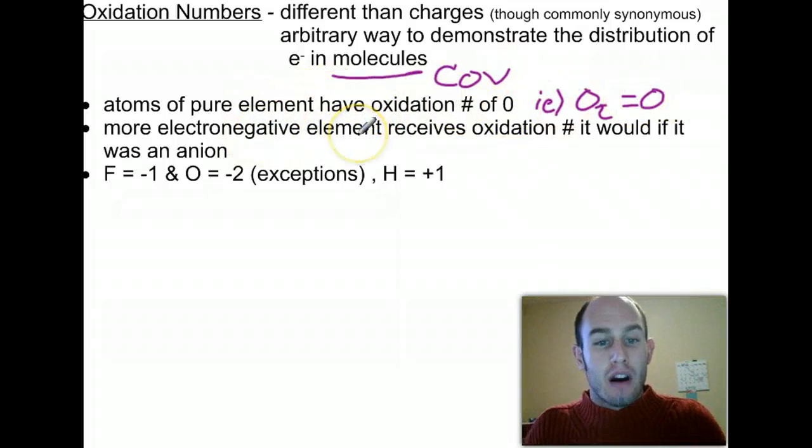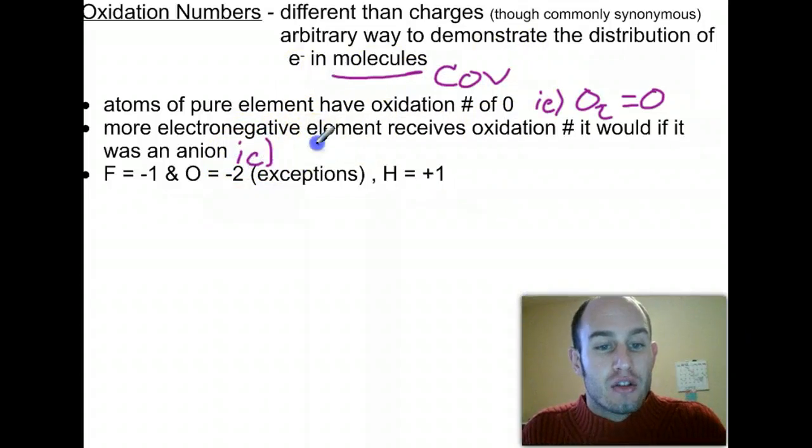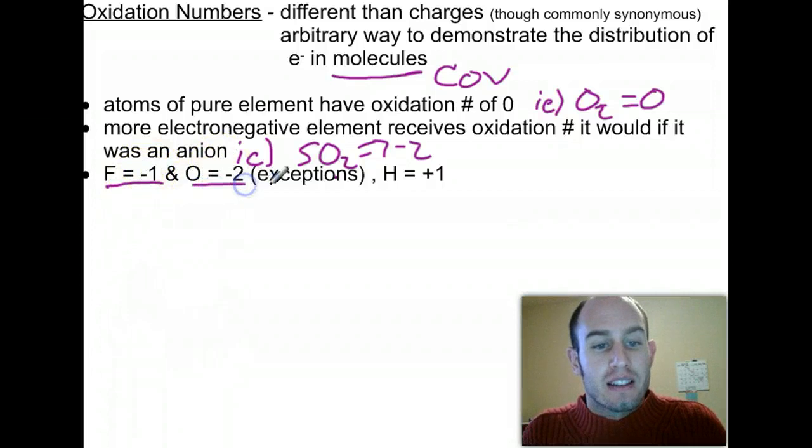The more electronegative element receives the oxidation number it would if it was an anion. So for an example here, if we had sulfur and oxygen, SO2, well, oxygen's more electronegative than sulfur, so oxygen here would typically have an oxidation number of -2. And that's what the next rule kind of states here, is that fluorine, the most electronegative element on the periodic table, is always -1. Oxygen's the next, it's going to be -2, although there are some exceptions. And then hydrogen usually gets +1.